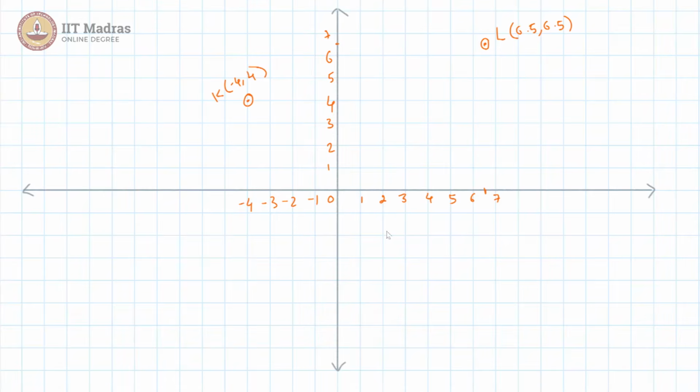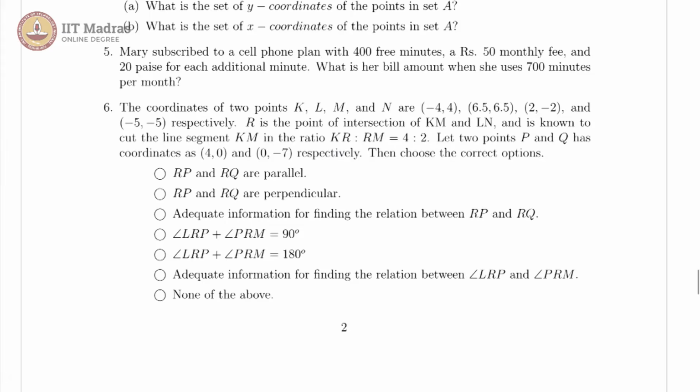Then we have a 2 comma minus 2. So minus 1, this is minus 2. So this point here is our M, 2 comma minus 2. And lastly we have minus 5 comma minus 5. So this is minus 3, minus 4, and minus 5. So this is our point.